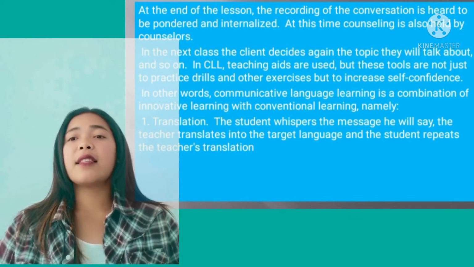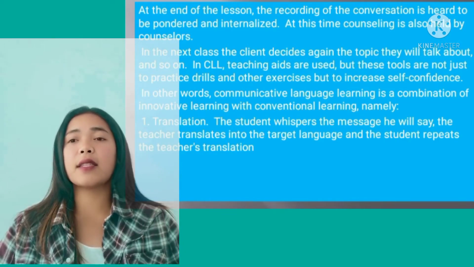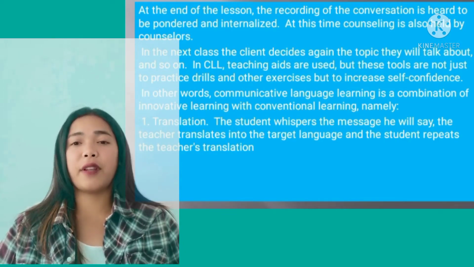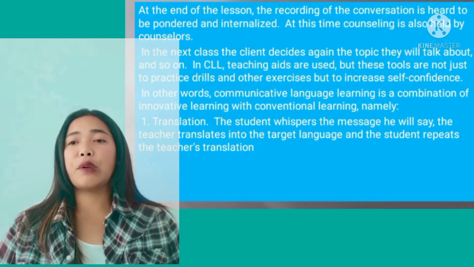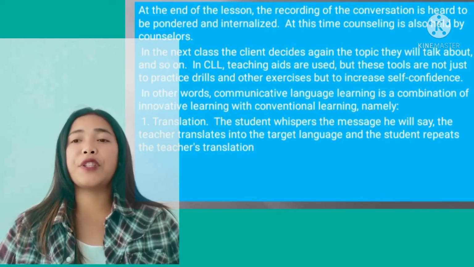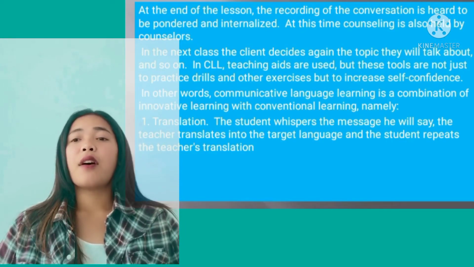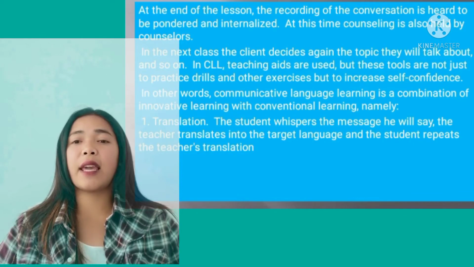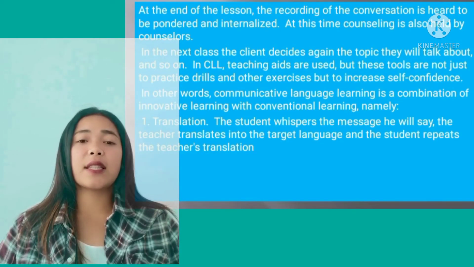In CLL, teaching aids are used, but these tools are not just to practice drills and other exercises, but to increase self-confidence. In other words, community language learning is a combination of innovative learning with conventional learning, namely translation. The student whispers the message he will say, the teacher translates into the target language, and the student repeats the teacher's translation.